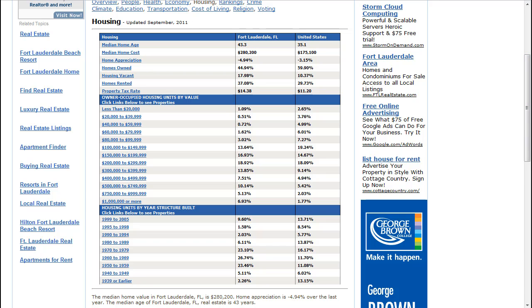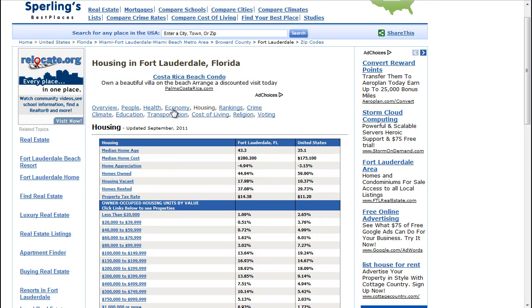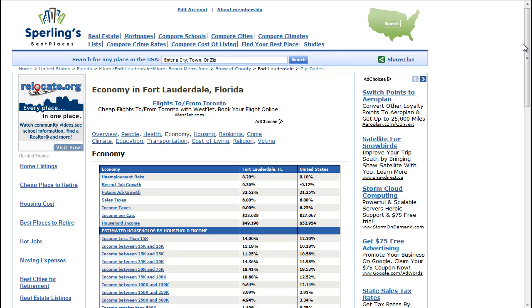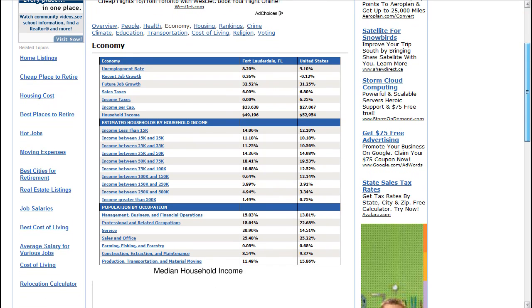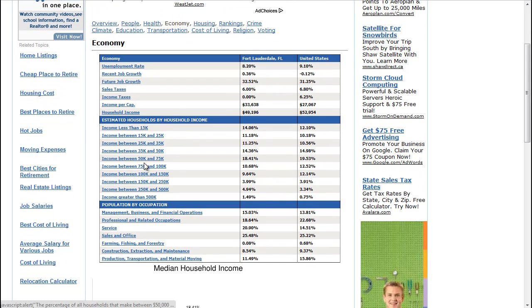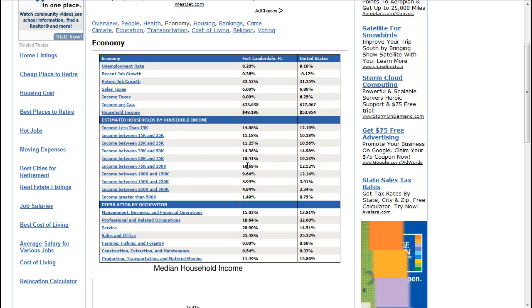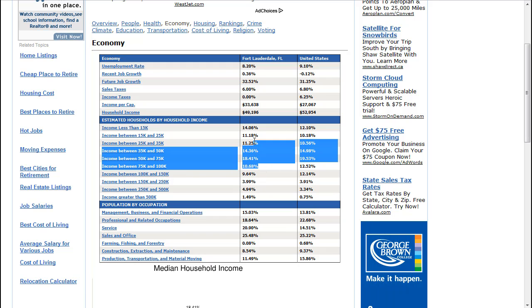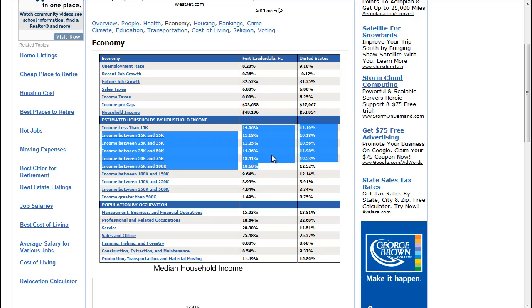One, let's go over to the economy tab. That's where I wanted to go. Right, this will show us what the people are earning in that area. So to get to 70,000, we're down to about this line here. So everybody from here on up is less than our range.